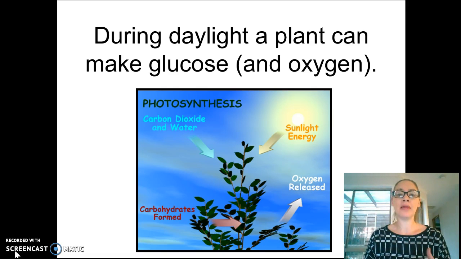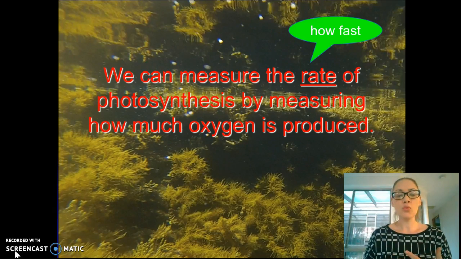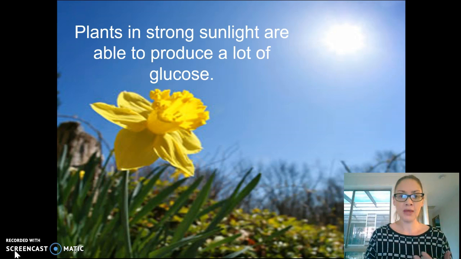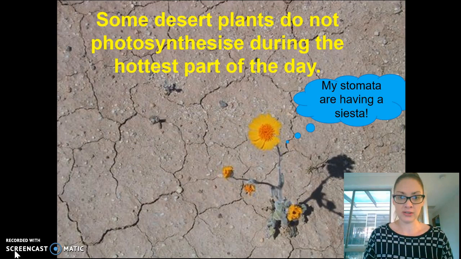So during daylight, a plant can make glucose and also oxygen, of course. So it takes in carbon dioxide from the atmosphere and water. In the presence of sunlight energy, when the sun is out, carbohydrates are formed, which is glucose, and oxygen is released that we can then breathe in. So we can actually measure the rate of photosynthesis. So the rate is how fast it is occurring by measuring how much oxygen is produced. Plants in strong sunlight are able to produce a lot of glucose because it can catalyse a lot more reactions.